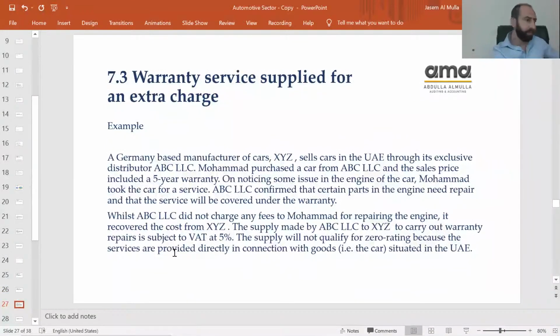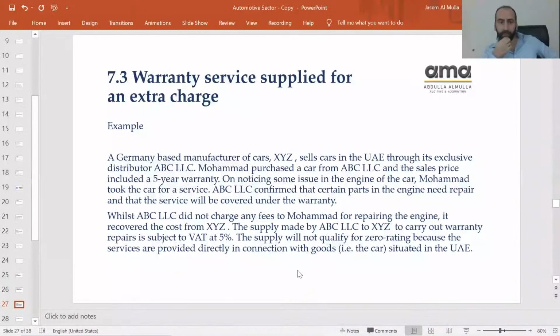Here we have an example. A Germany-based manufacturer of car XYZ sells cars in the UAE through its exclusive distributor ABC LLC. Muhammad purchased a car from ABC LLC, and the sales price includes a 5-year warranty. On noticing some issue in the engine of the car, Muhammad took the car for service. ABC confirmed that certain parts in the engine need repair and that the service will be covered under the warranty. So ABC did not charge any fees to Muhammad for repairing the engine.